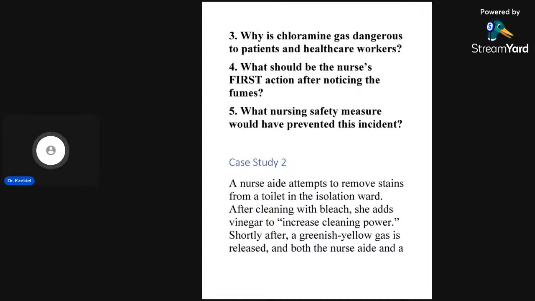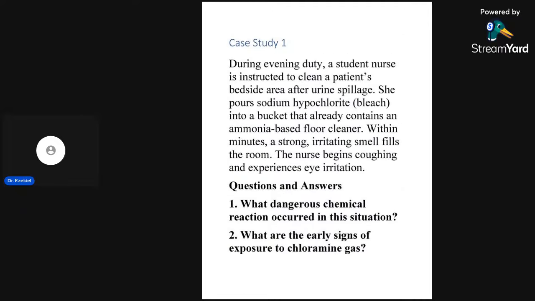Let's go back to number one and two. I've answered number one. Number two, what are the early signs of exposure to chloramine gas? Chloramine gas will lead to persistent coughing and eye irritation. Because of the pungent smell, it definitely leads to shortness of breath because the air is polluted. Oxygen saturation will reduce. So those are the early signs.